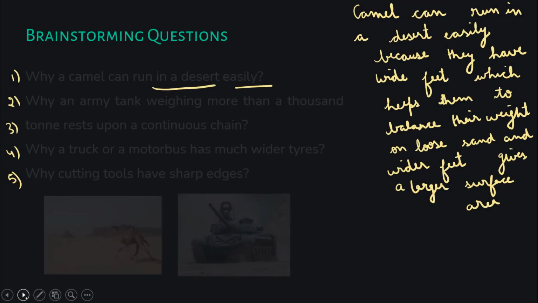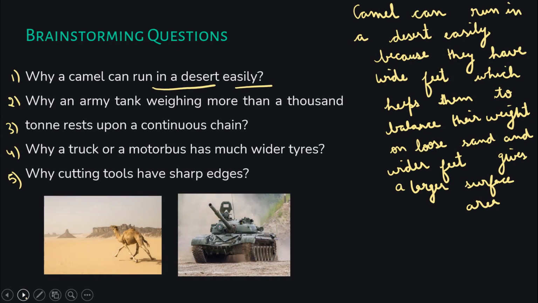So, some brainstorming questions. Why can a camel run in a desert easily? It is because they have wide feet, okay? They have wide feet which have a larger area, which helps them to balance their weight on loose sand, and wider feet give a larger surface area. So why are we talking about surface area? Oh, I don't get this, right?